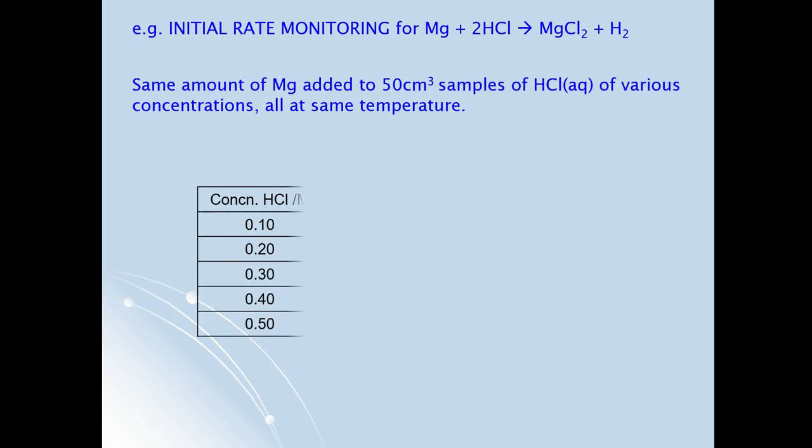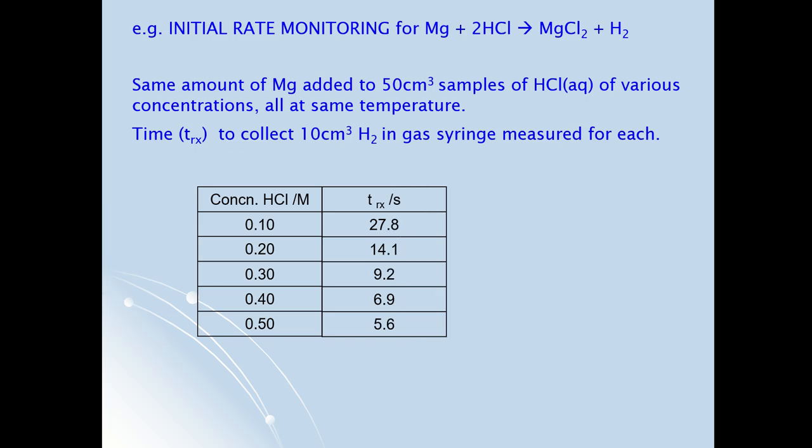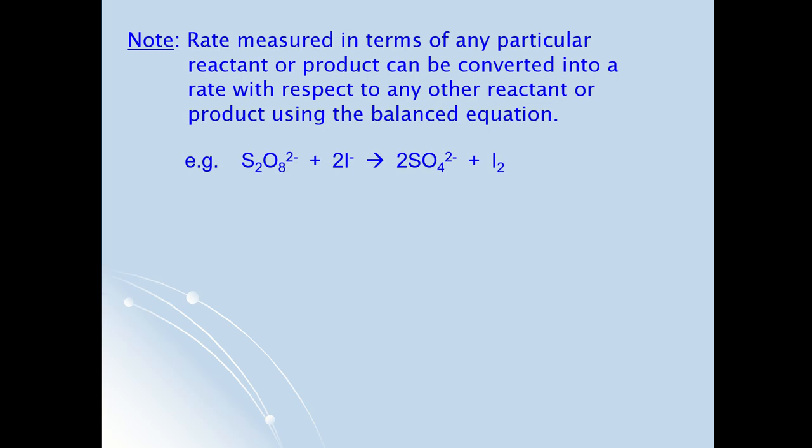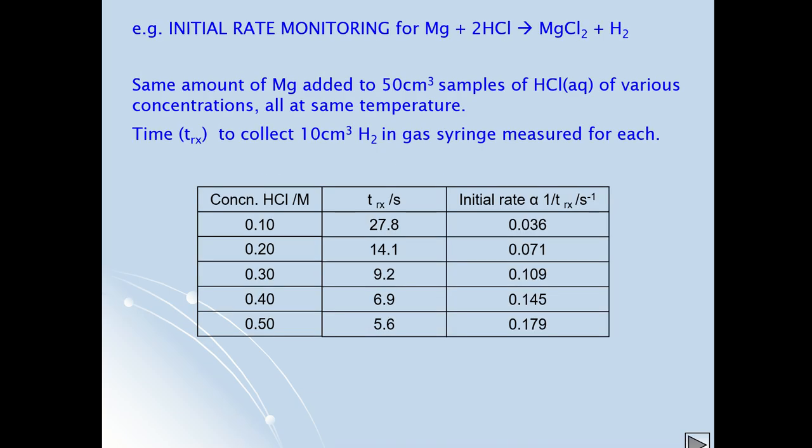Initial monitoring then would be where perhaps we take, in this instance, the same amount of magnesium with the same volume of known hydrochloric acid, known concentrations of hydrochloric acid, and same temperature. Okay, and at this time you can see we have had different times taken. Okay, so at the low concentration, okay, it was 27.8. At the high concentration, it was 5.6 seconds in order to make our fixed volume of hydrogen.